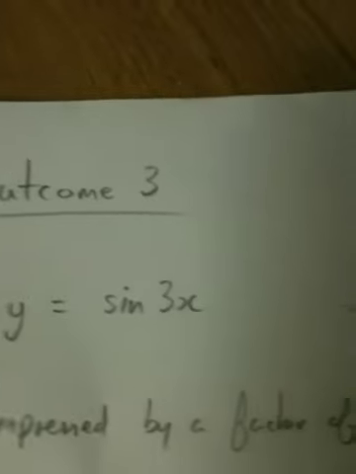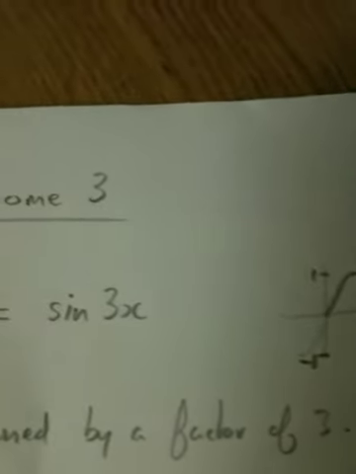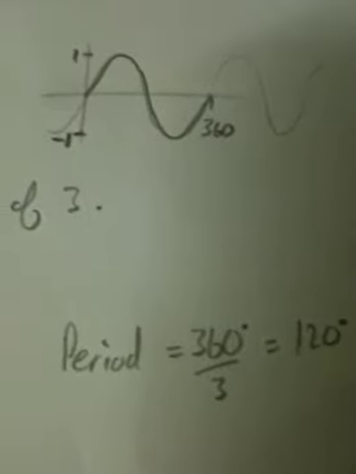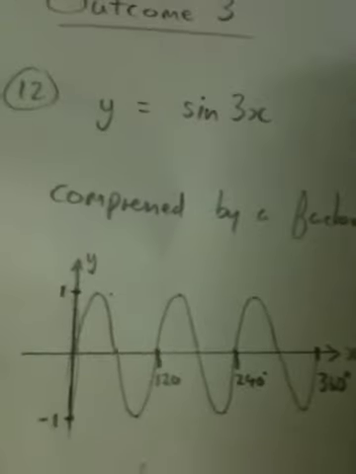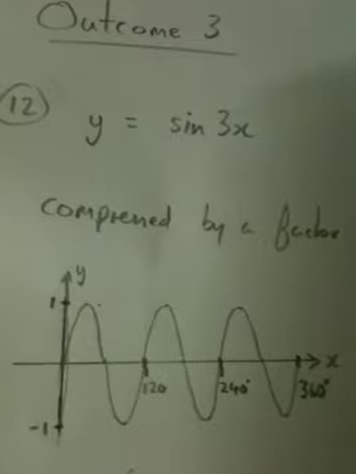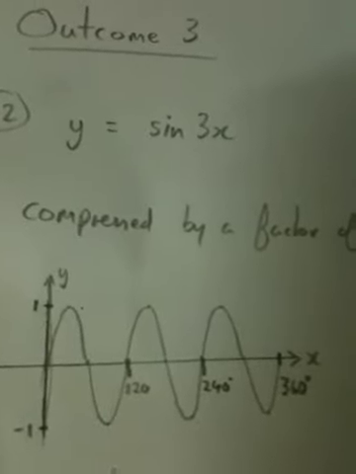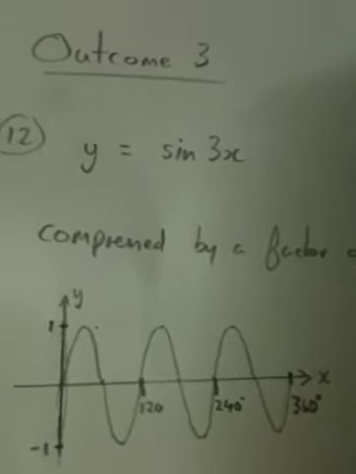So for sin 3x, the 3 compresses the graph by a factor of 3. In other words, rather than going from 0 to 360 for one complete wave, the period, or one complete wave, is 360 divided by 3, every 120 degrees. And voila, there's the graph. So basically the 3 is telling you there's going to be 3 complete waves, or one wave every 120 degrees.